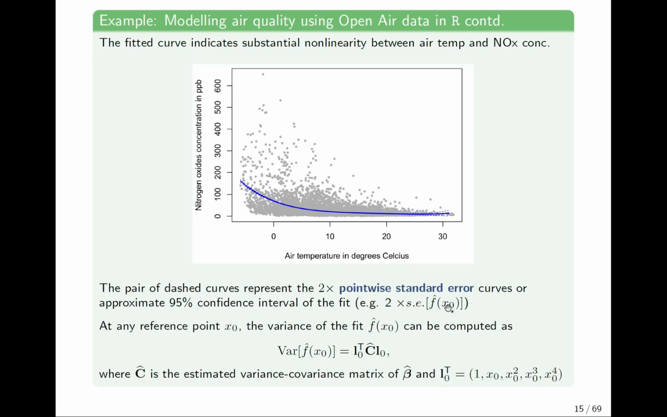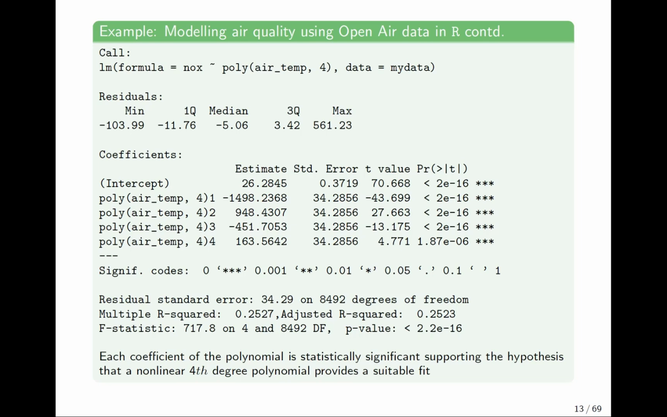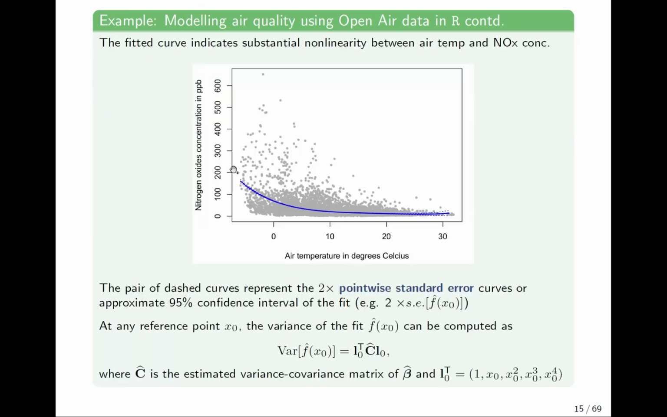And what does the curve show? Well, the curve shows substantial non-linearity between air temperature and NOx concentration. So in other words, using this polynomial fit has been a good thing. We can see that from the estimated coefficients. They support the hypothesis of a 4th degree polynomial, and that curve looks to provide a fairly nice smooth fit to the data. And of course, a linear curve would not have this nice non-linearity that we can see here. We wouldn't get that with a linear curve. So it looks as if a polynomial regression has, in this context, done quite a good job. Now let's move on to step functions.